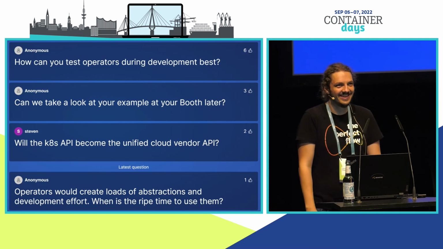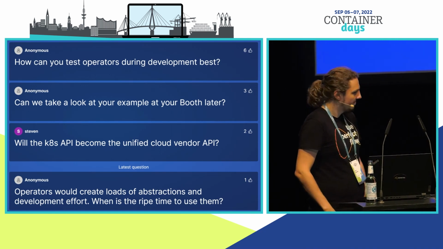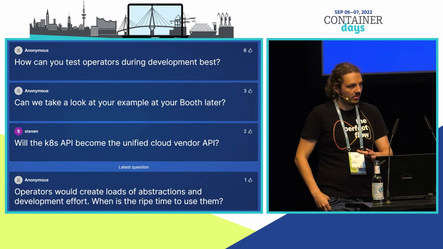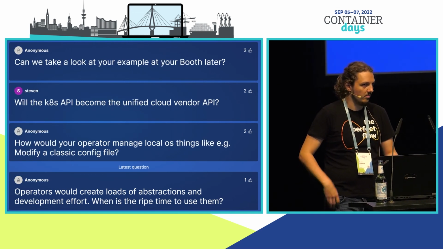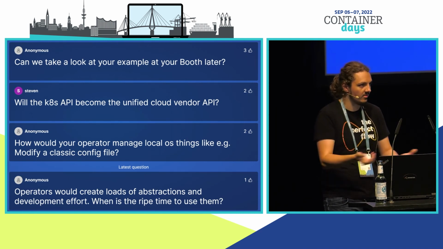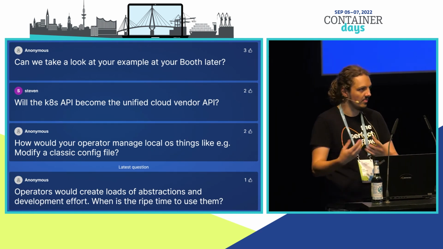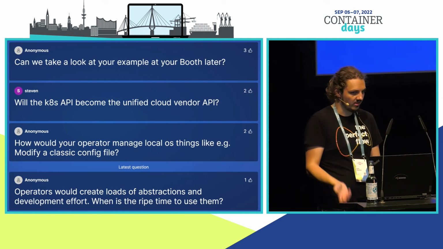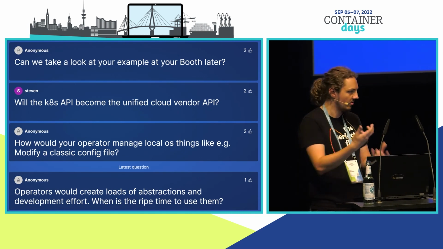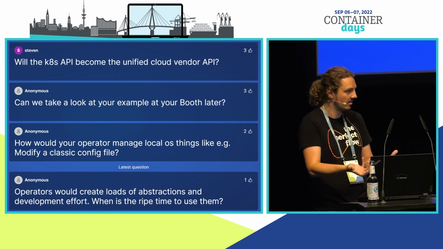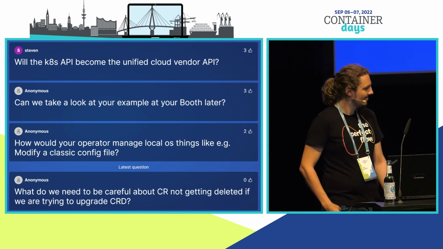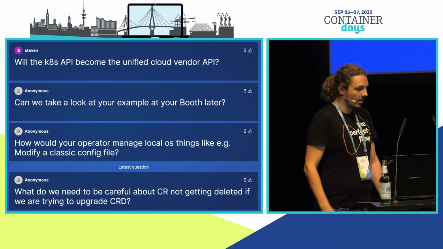Let's do some more questions. How can you best test operators during development? Usually, what we did a lot is deploy them on a testing environment cluster. We have a cluster that is not production, and we can just deploy on it. You can also use tools like Kind to create clusters on your local machine and deploy and test them there. Someone asks if you can take a look at the example at your booth. I think we answered that. You can, of course.